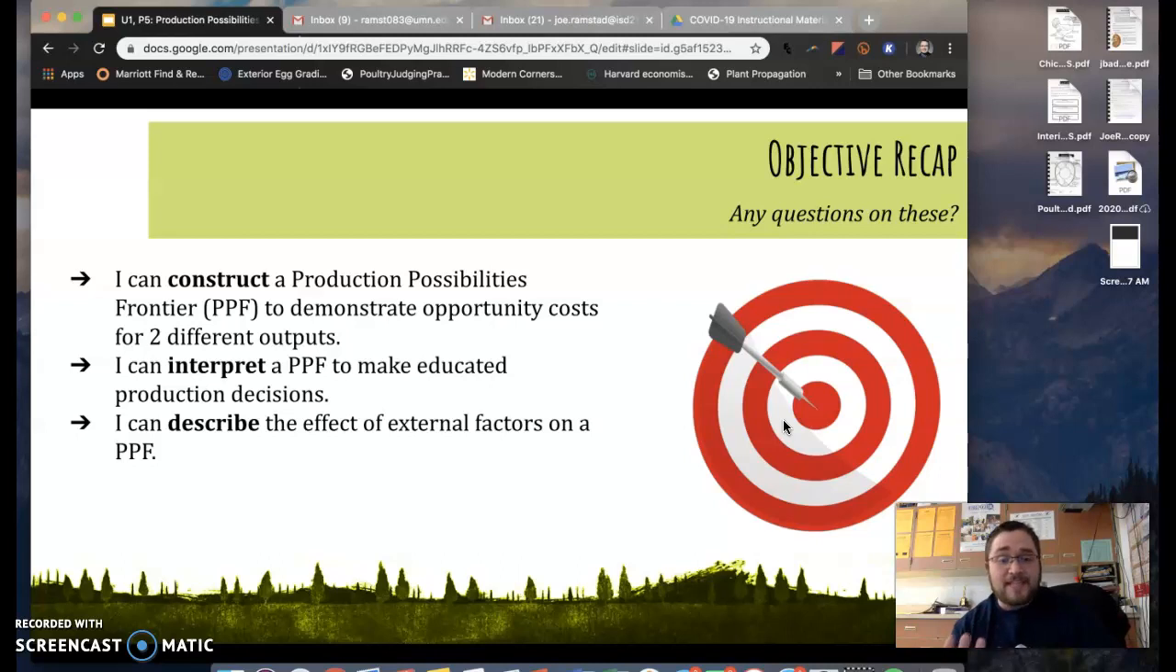I hope this makes some sense to you. This is a great tool that you can use in your daily life and also very relevant to economics. We'll refer back to this pretty frequently, but hopefully now you're able to construct a PPF to demonstrate opportunity costs of two different outputs, interpret a PPF to make educated decisions, and finally describe the effect of external factors on a PPF graph.